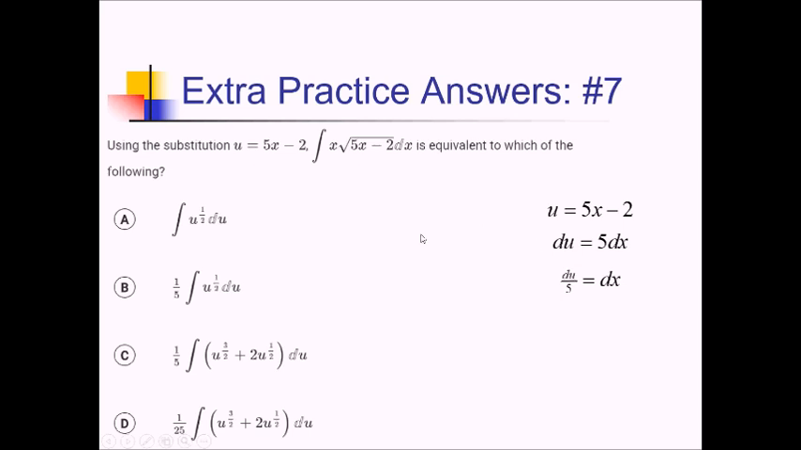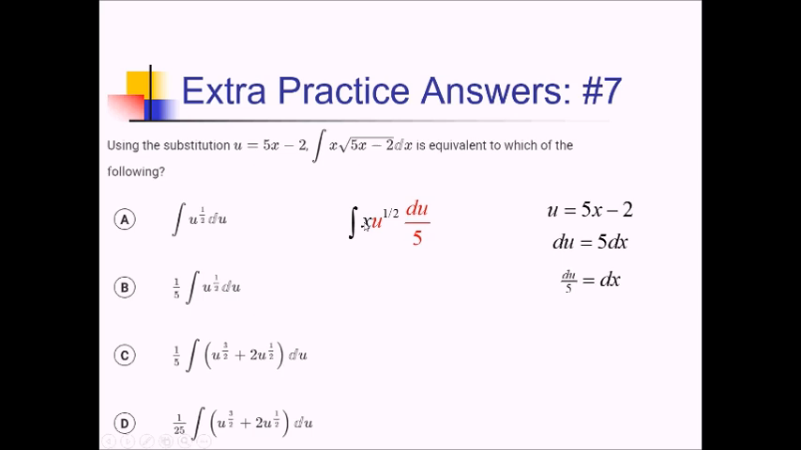Substituting back in here, we're going to have the integral of x times the square root of u, or u to the 1/2 power. And we also have du over 5. Now, this doesn't match any of the answers here, and really, we shouldn't be happy with this because this x isn't going to cancel out yet.